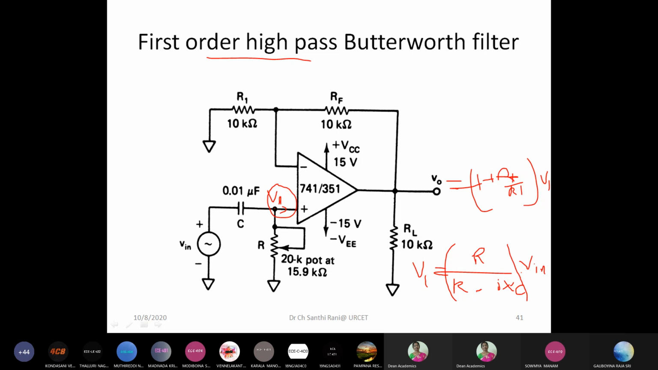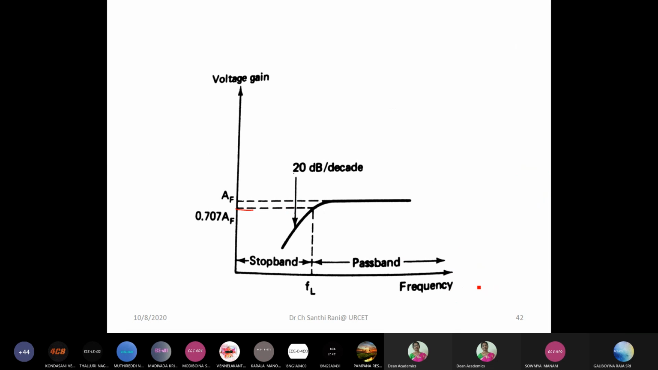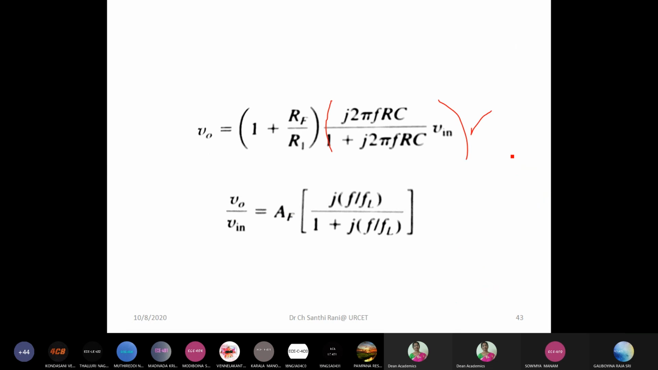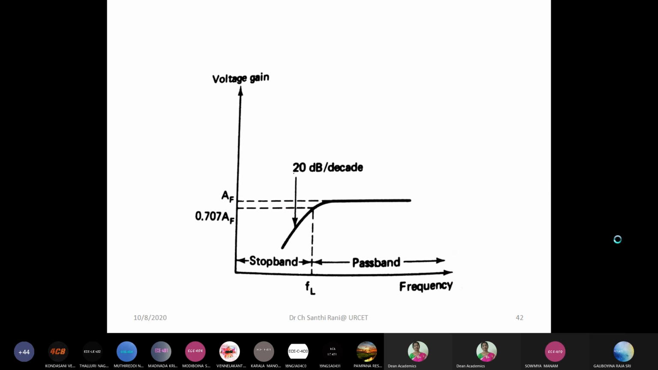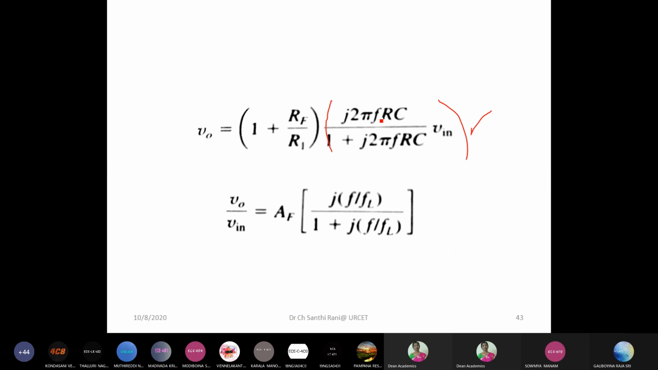Just now I have calculated for a low pass filter. Similar to that, you also do it for this filter, and then you rearrange this equation, and then you will get V0 is equal to 1 plus Rf by R1, the same 1 plus Rf by R1, and V1 is equal to j2πfRC divided by 1 plus j2πfRC into Vin.